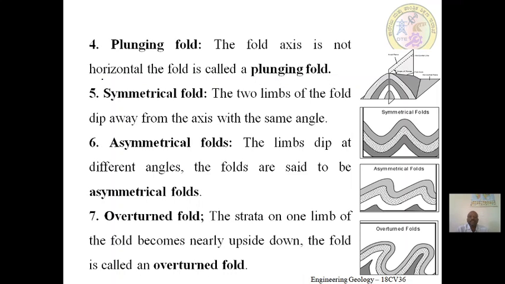Fifth one, symmetrical fold. The two limbs of the fold dip away from the axis with the same angle, called a symmetrical fold. Sixth one, asymmetrical folds. The limbs dip at different angles. The folds are said to be asymmetrical folds. Seventh, overturned fold. The strata on one limb of the fold become nearly upside down. The fold is called an overturned fold.